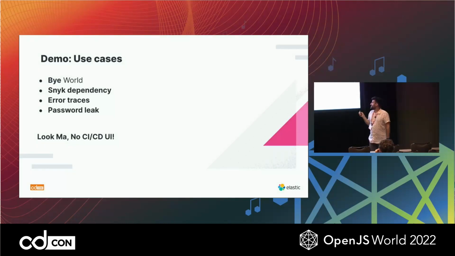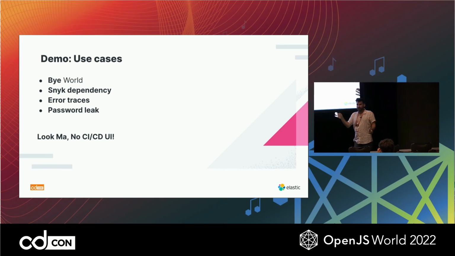What are the different use cases? We're trying to do four. Change hello world to bye world in the UI. Then a Snyk dependency check. Snyk is a security tool we run for Maven to validate that dependencies don't have any security impact, like denial of service and so on. The other one is we're going to synthetically introduce an error in the application to see how the rollback works, and a password leak, which probably everyone is familiar with.